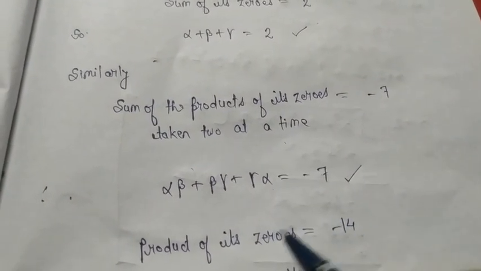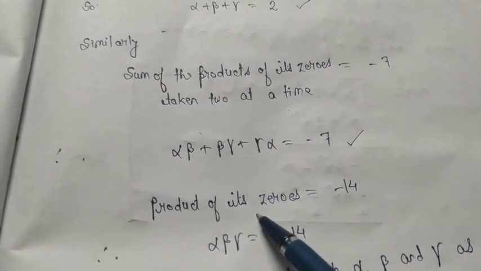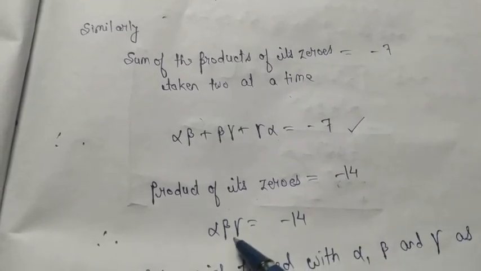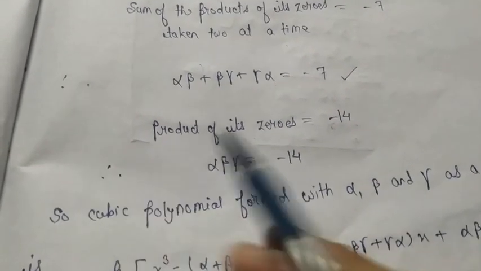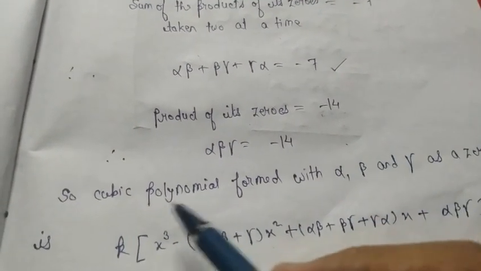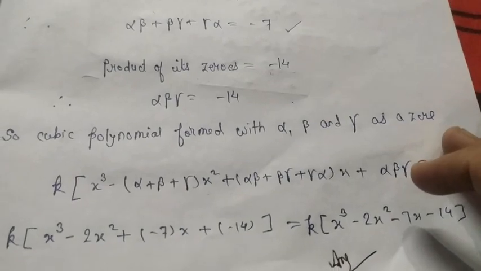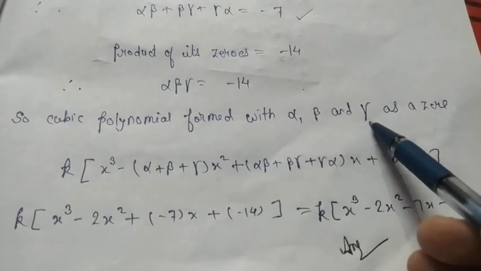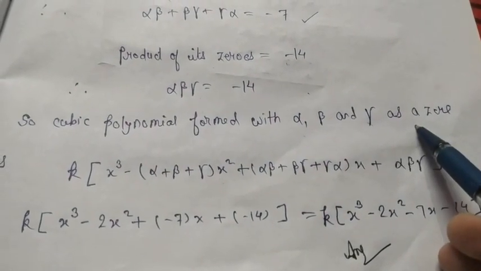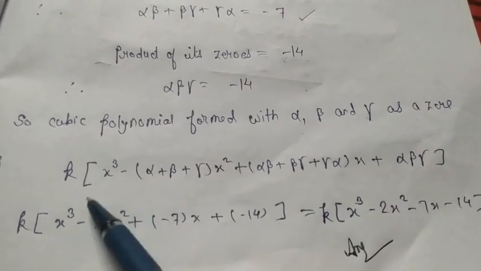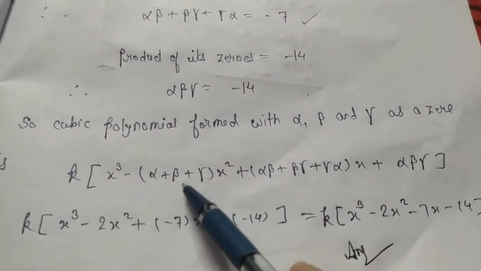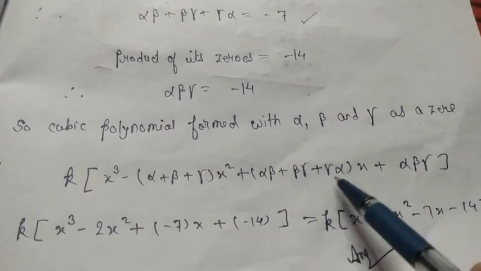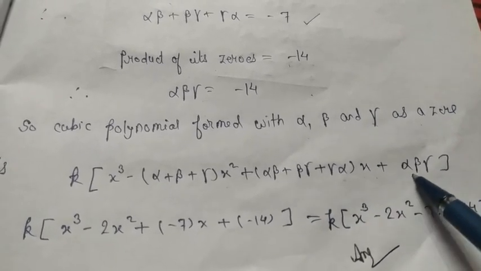Now in the latter part, the product of its zeros is also given, that is minus 14, and the product of its zeros can be written as alpha into beta into gamma, which is minus 14. Okay, now children, when you have to construct a cubic polynomial with alpha, beta and gamma as zeros, what is the formula? The formula I told you: k in bracket x cube minus (alpha plus beta plus gamma) x square plus (alpha beta plus beta gamma plus gamma alpha) x minus alpha beta gamma.